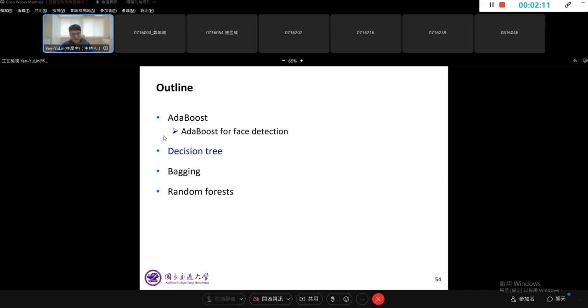We also talked about decision trees. Due to the time limitation, I have not completed the description of decision trees. In today's lecture, I'm going to give a quick review of decision trees. Then I will complete the introduction to decision trees. Then I will describe two other famous ensemble algorithms called bagging and random forests.